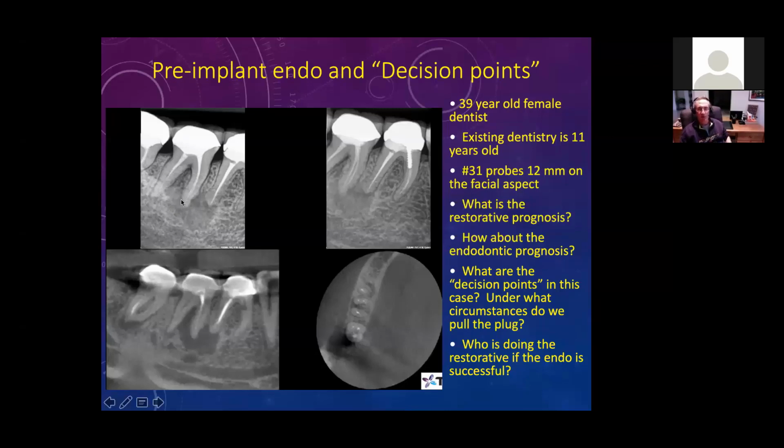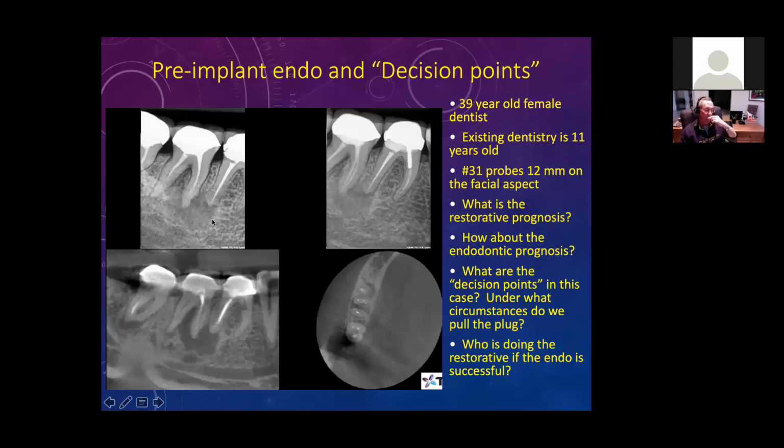So I said, these are going to be the 4 decision points in this case. The first decision point is whether the tooth is cracked. If it's not cracked, then the second decision point will be, does the sinus tract heal? And the third decision point will be, I want to see this deep probing reduced to at least less than 5 millimeters, and hopefully less than that. And then the fourth decision point will be, I'm going to want to see clear evidence that the bone is healing here.